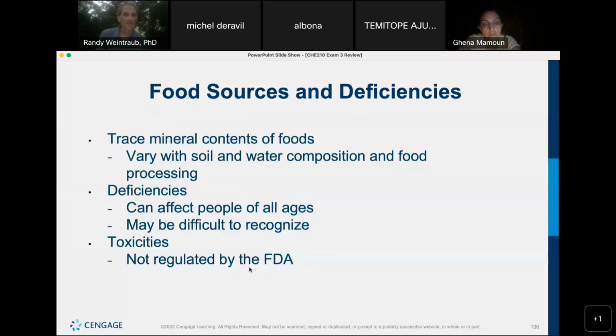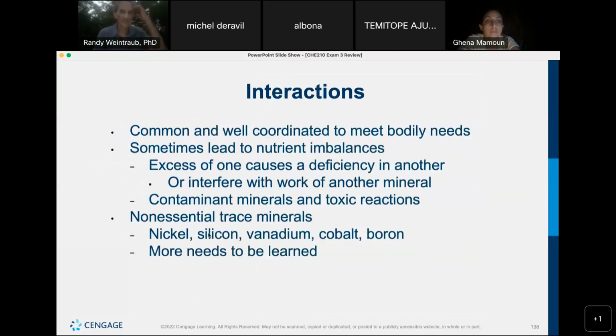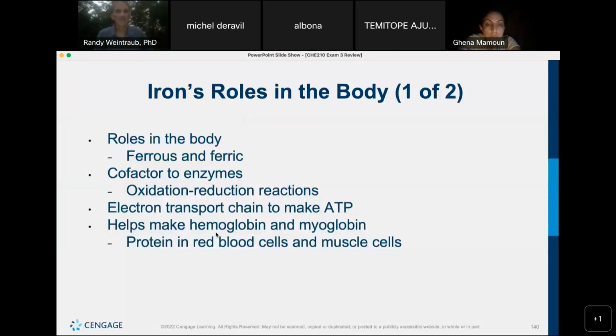And now just a quick look at trace minerals. These are the trace minerals: iron, zinc, copper, manganese, iodine, selenium, and fluoride. Iron, maybe the most important of them. Two forms of iron. Iron really important with enzymes making all our chemistry involved in energy.